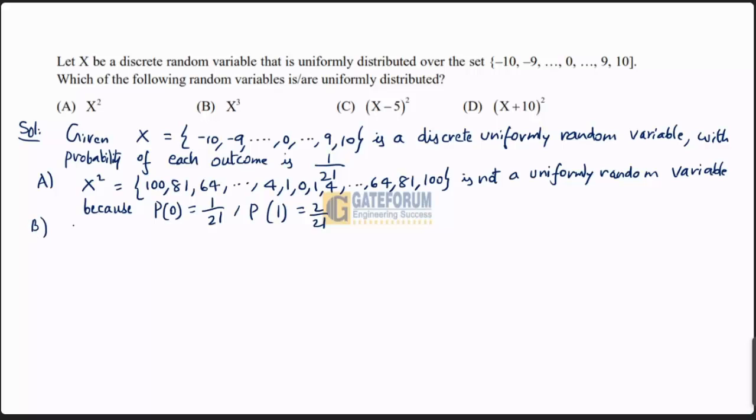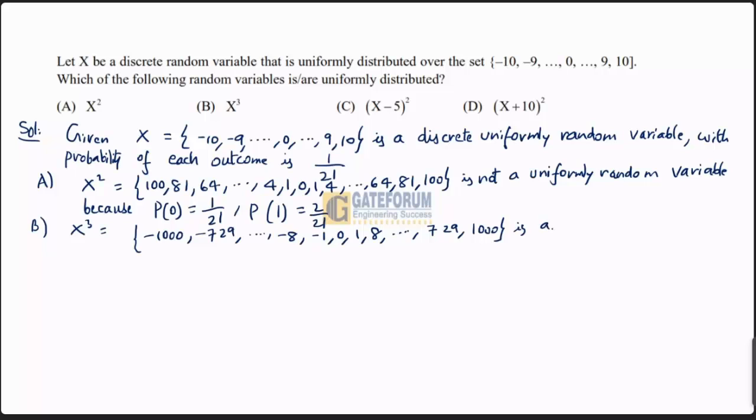Now B, X cube. Minus 10 cube is minus 1000. Minus 9 cube is minus 729. Minus 8 cube is minus 512. And so on. Minus 2 cube is minus 8. Minus 1 cube is minus 1. 0 cube is 0. 1 cube is 1. 2 cube is 8, and so on. 9 cube is 729. 10 cube is 1000. So nothing is repeated here. It is a uniform random variable.